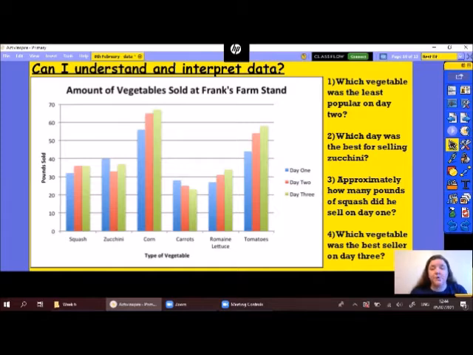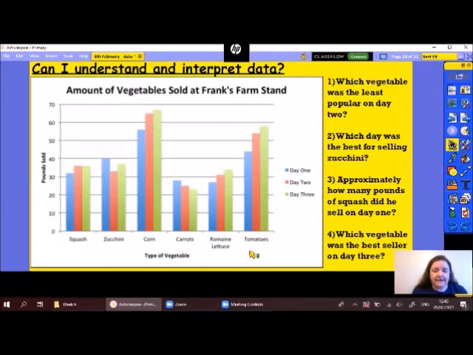Here we go. So question 1, which vegetable was the least popular on day 2? So least popular means it didn't sell very many. So we're looking for the smallest bar, and we're looking for the smallest bar for day 2. What colour was day 2? Let's look at the key. Day 2 is red. So I'm looking for the smallest red bar. Well, I think it looks like this one here. So which vegetable was the least popular on day 2? Carrots.